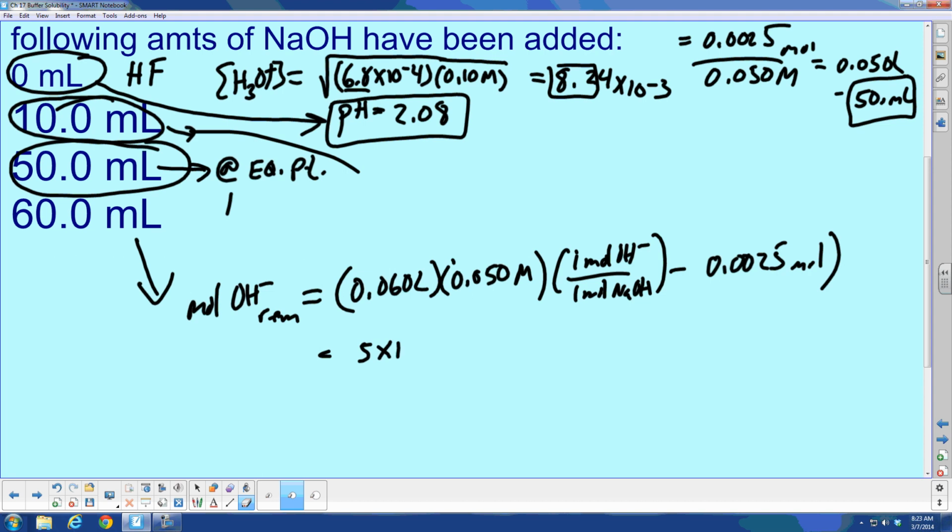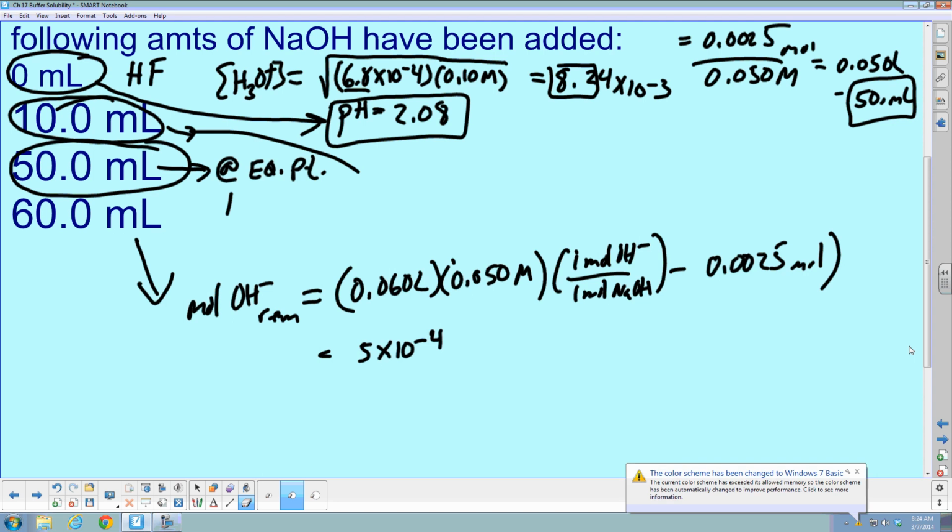I get 5 times 10 to the negative, no, that's not right. Is it? 0.06 times 0.05 equals that, minus 0.0025. That's a strange number. Times 10 to the minus 4th, which is 5 times 10 to the minus 4th. Got it? And that is moles of hydroxide remaining.